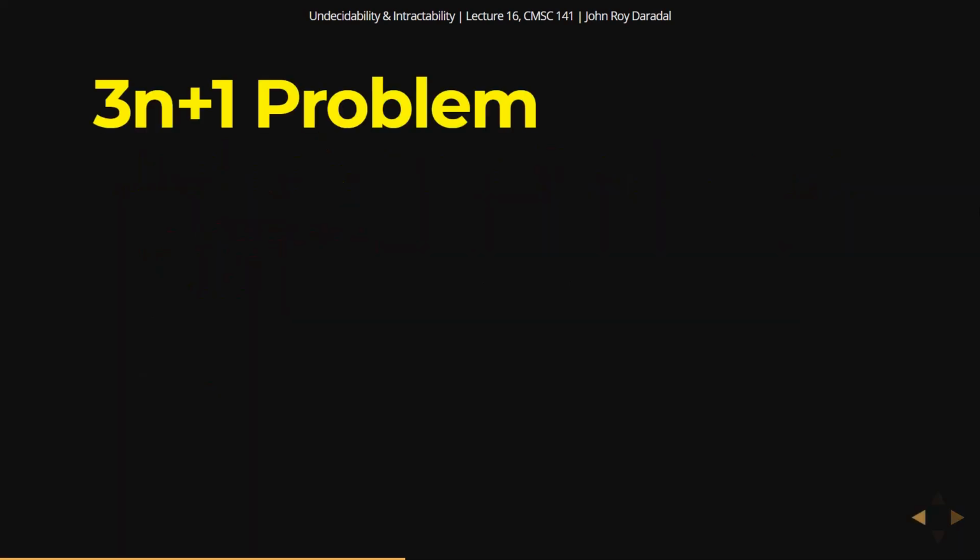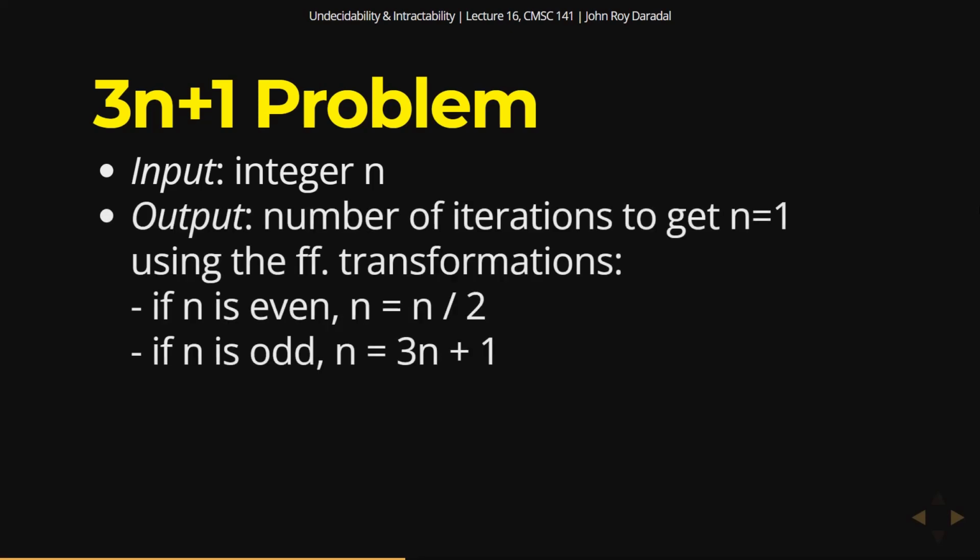Now let's see some more undecidable problems. We'll introduce the 3n plus 1 problem. In the 3n plus 1 problem, you're given an integer n as input, and the output is the number of iterations to get from n to 1 using the following transformations. If n is even, you divide it by 2: n is equal to n over 2. But if n is odd, you make it 3n plus 1.